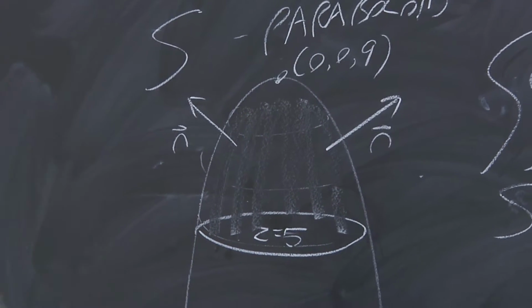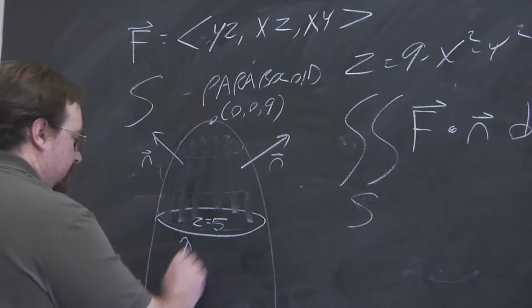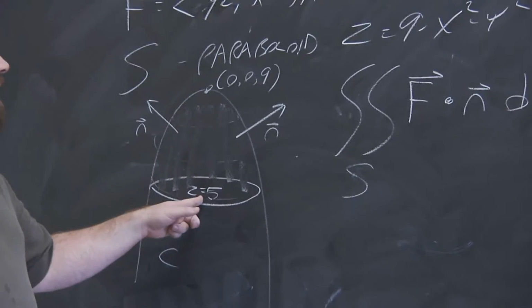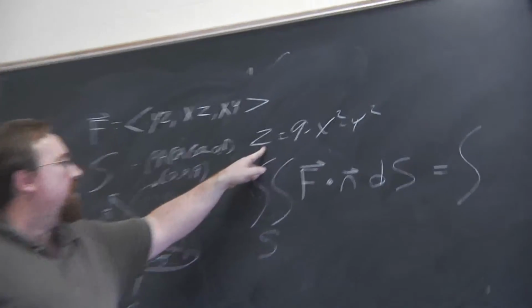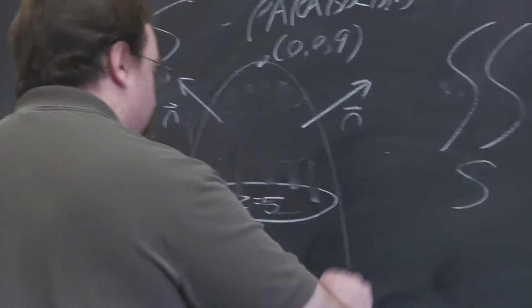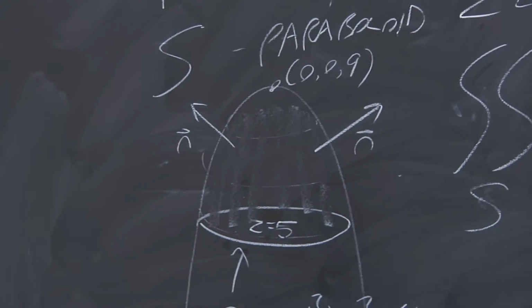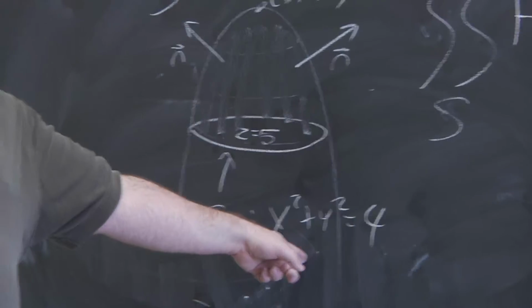But alternatively, look at the boundary. The boundary of a paraboloid is just this curve here, where z is equal to 5. If we plug in z is equal to 5 right here, then it's just a curve x squared plus y squared is equal to 4. So the boundary of this paraboloid is just a circle, which is very easy to express.